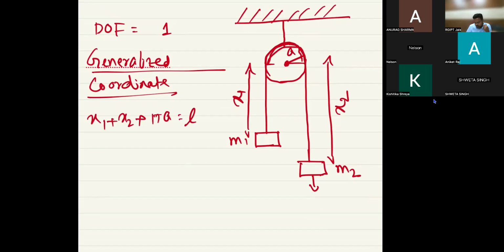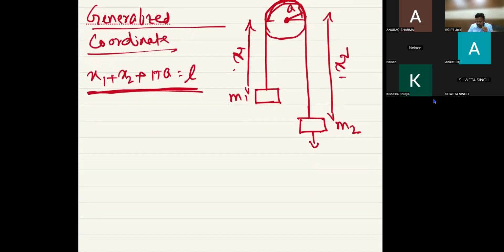So your generalized coordinate is not simply y. You can take either x1 or x2 as the generalized coordinate, because you only need to know one of them to solve this problem. x1 and x2 are connected by this equation. So x1 dot is equal to minus x2 dot. If you take the derivative, you get this, or you can take the double derivative: x1 double dot is equal to minus x2 double dot.